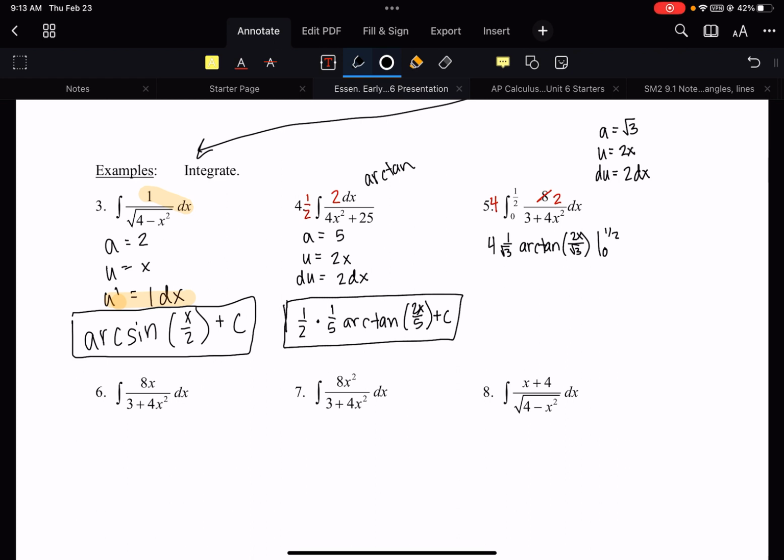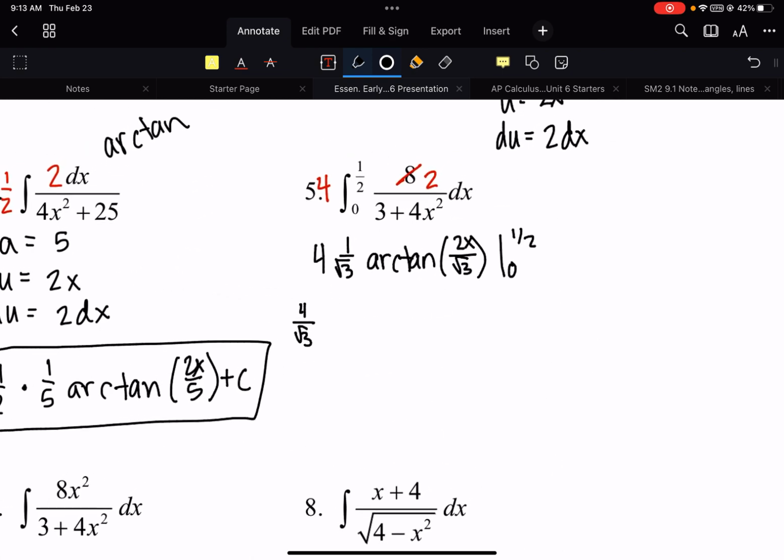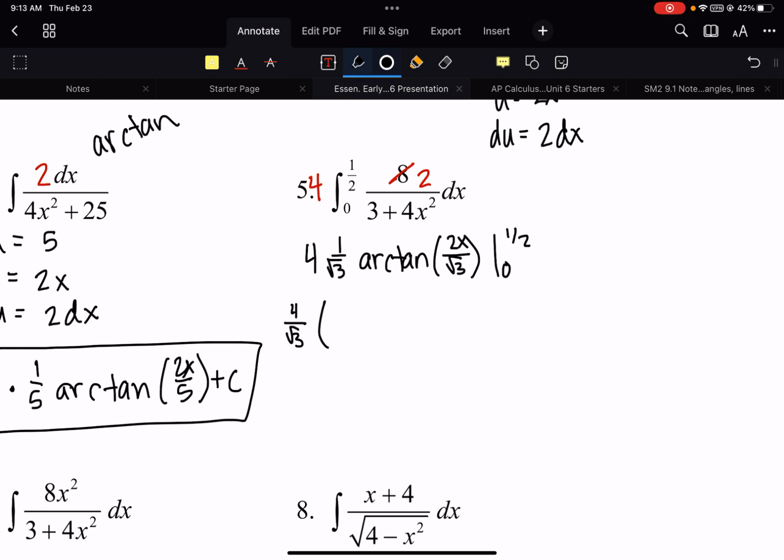So then I've got to plug in my bounds. So I have the 4 root 3, just going to kind of throw that in front. And then I need to find the arctangent of 1 over root 3 minus the arctangent of 0.